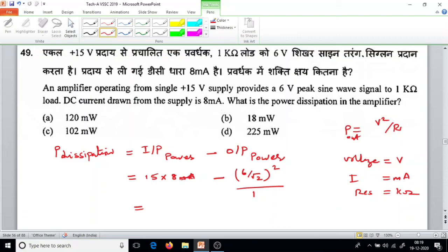So 15 multiplied by 8. 5 8s are 40, 1 8s are 8 and so you get 120. 120 minus 36 by 2. 6 square is 36 divided by 2, that is 18. So the answer is 102 milliwatt, option C. When you calculate the output power, make sure you use the RMS voltage.